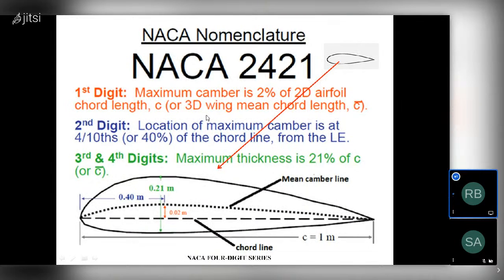we have for 5 series and 6 series aerofoils. Okay, and last time I already told in the last class that the last two digits will give you an idea about the maximum thickness, that is 21%. So that is in percentage. If you convert the percentage into a number, then that will be 0.21 meter. Okay, 21 divided by 100, that is 0.21 meter.